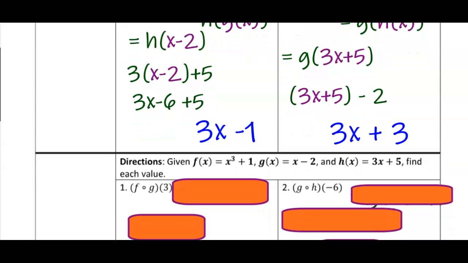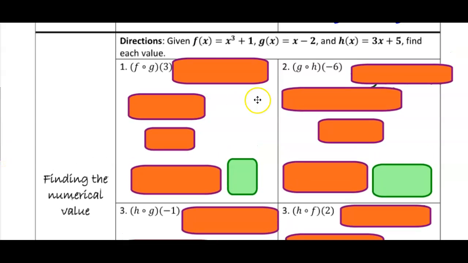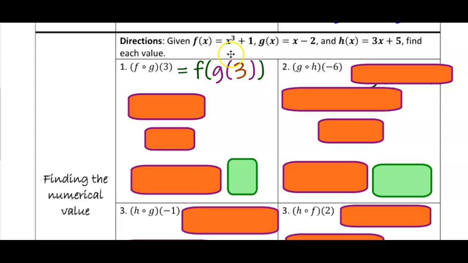The final type of problem you might see is finding the numerical value. Given the same functions as the problems before, we're now going to find the value. So now f of g of 3 can be written like this. Whenever it's a numerical value, you always work from the inside out. I'm going to plug the number 3 into my inner function, g, and simplify that down to a numerical value. Then I'm going to take that value and plug it into f, and simplify to get my final value.